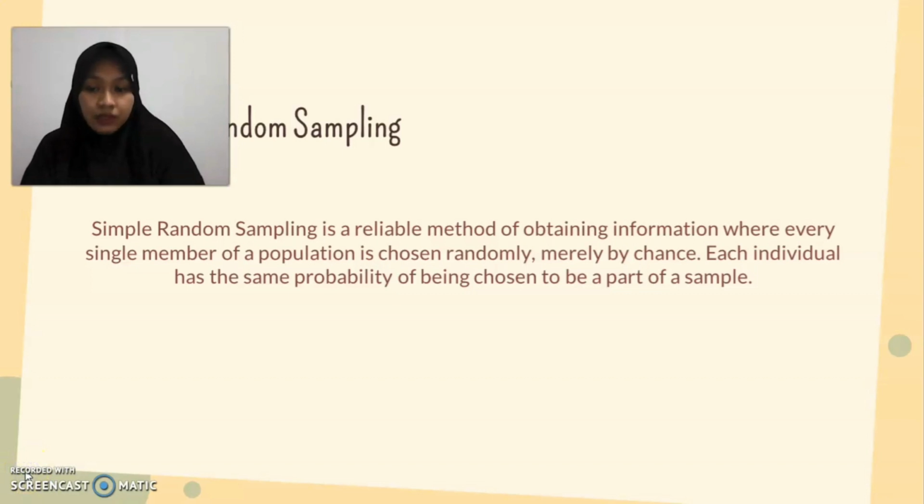Simple random sampling. Simple random sampling is a reliable method of obtaining information where every single member of a population is chosen randomly, merely by chance. Each individual has the same probability of being chosen to be a part of a sample.